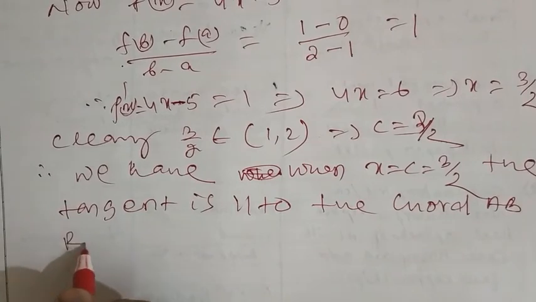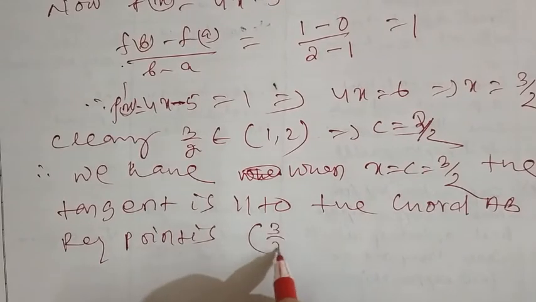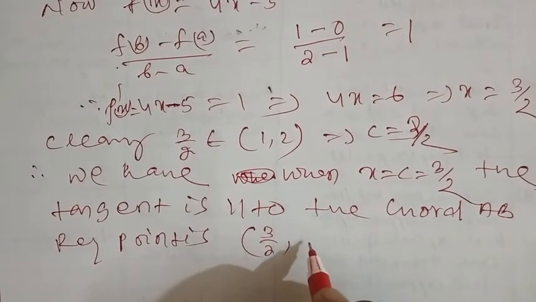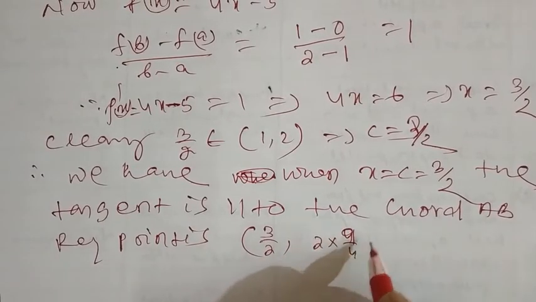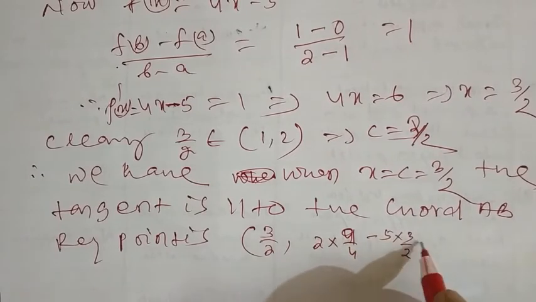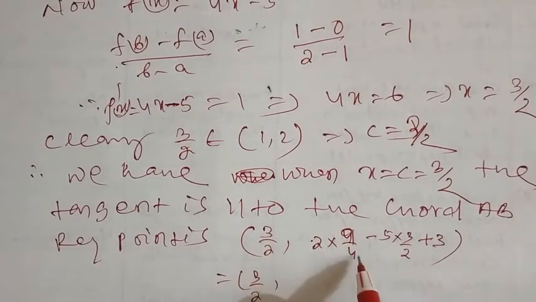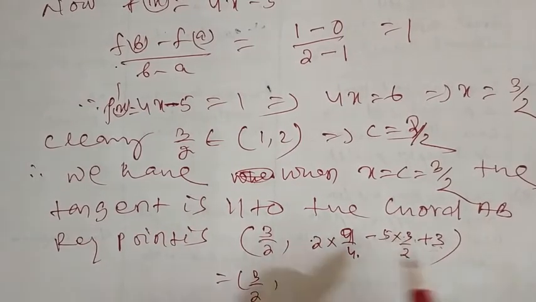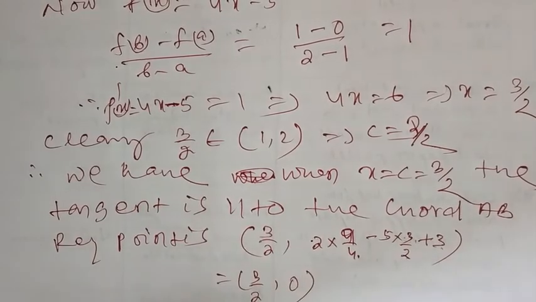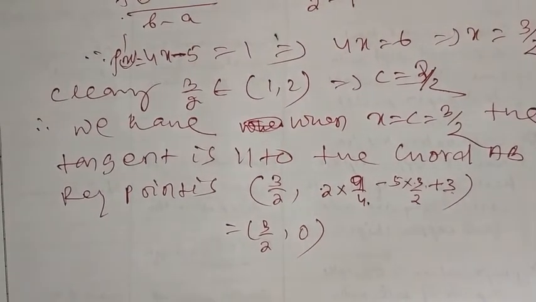Okay, and the required point is what? X coordinate is 3 by 2, and what is y coordinate? It is 2 into 9 by 4 minus 5 into 3 by 2 plus 3. That is 9 by 2, 15 by 2, 6 by 2, so 9 by 2 minus 15 by 2 plus 6 by 2, that is 0. Next, we will take another typical question.